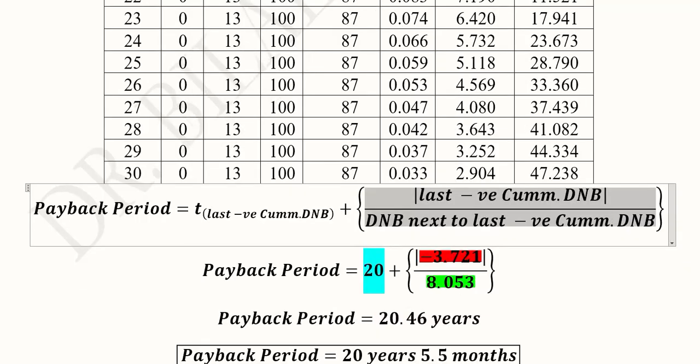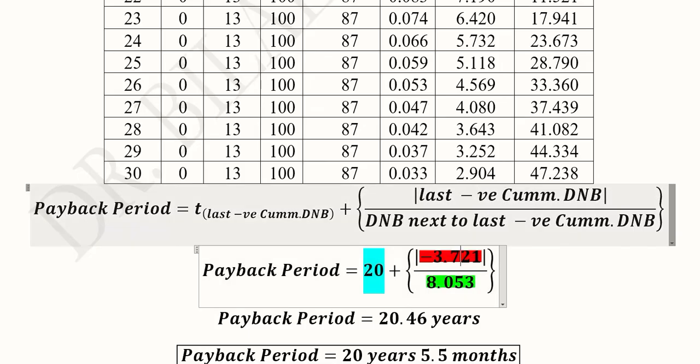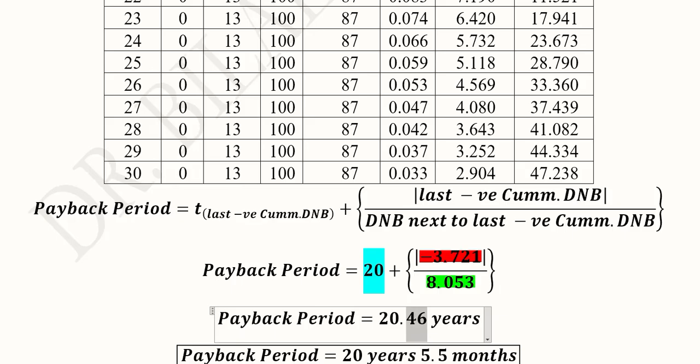So we can put these values and see how the fraction turns out. This was the negative last value of the cumulative discounted net benefits, and this is the next year's discounted net benefit, and as we saw that it's greater, the answer of this fraction will be less than 1. 20 remains as it is. So dividing these two, we will get 0.46, and we will add it to the value of 20, and we'll get 20.46 years. So the payback period is 20.46 years.